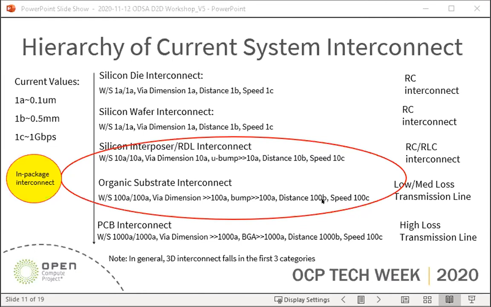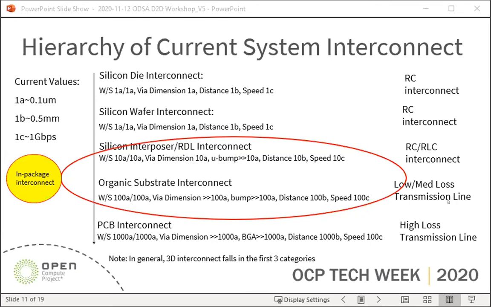So instead of 0.5 millimeter going to 5 millimeter, now we're talking about driving something around 50 millimeter. And speed also grows by another factor of 10. So instead of 1 Gbps going to 10 Gbps, we're talking about already 100 Gbps. And the media is different. In this case, we're talking about transmission lines, meaning media in which the impedance is very well controlled. And these are transmission lines with relatively low or medium insertion loss.